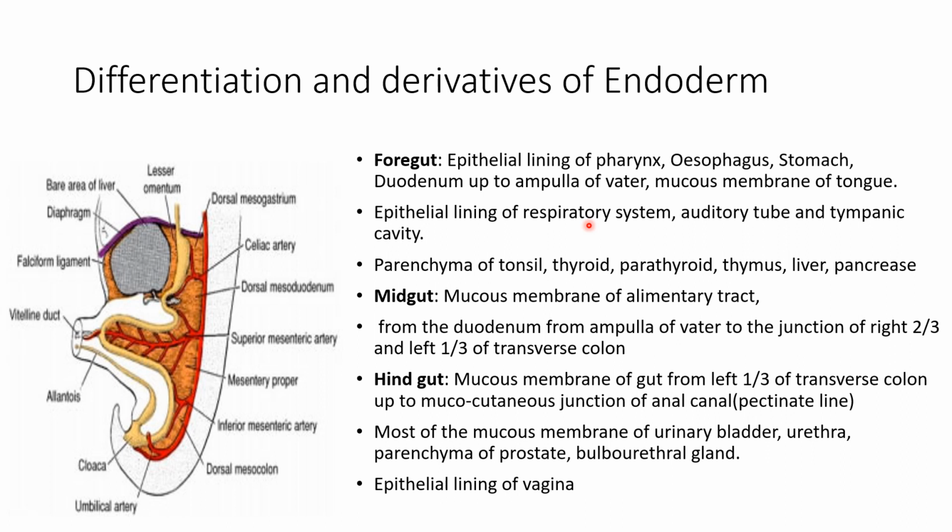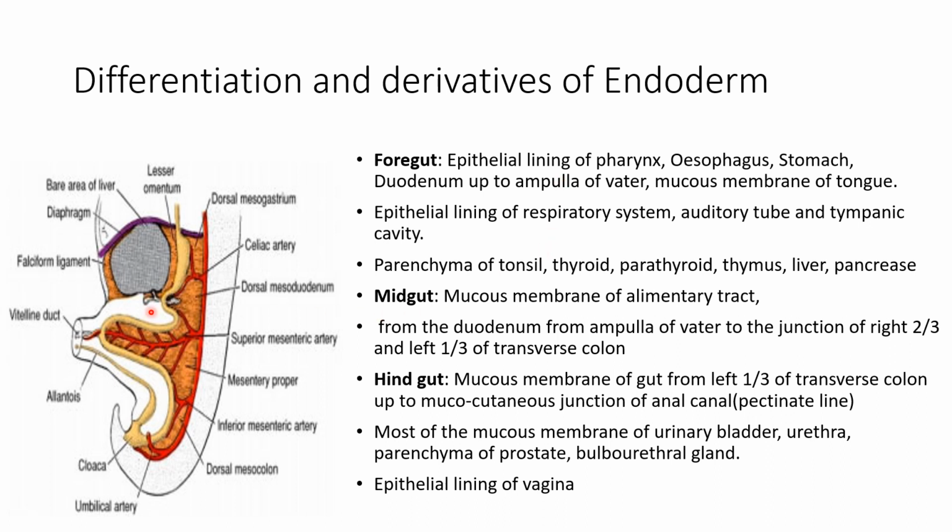Then the primitive gut gives rise to the epithelial lining of pharynx, esophagus, stomach, duodenum up to ampulla of Vater, and the mucous membrane of tongue. Again, one thing to be noted here is the epithelial lining is only endodermal in origin. The musculature is mainly developing from splanchnopleuric mesoderm. The connective tissue and the stroma is also developing from splanchnopleuric mesoderm. Only the epithelial lining is endodermal in origin.